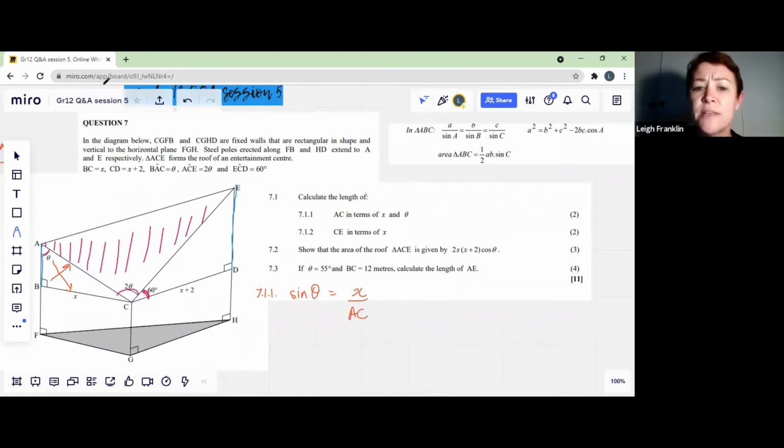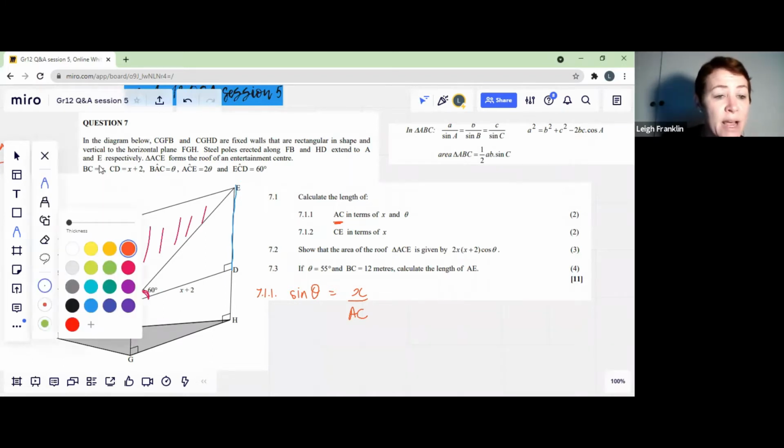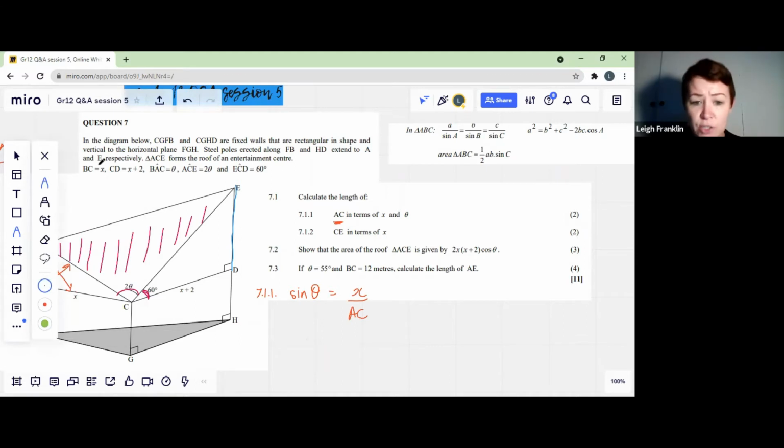But because they told us that they want us to calculate the length of AC in terms of x, they are now asking us to rearrange this formula and make AC the subject. So I now have to swap places with my sine theta and my AC, which if you understand ratio will hopefully make sense to you. So therefore, AC will be equal to x over sine theta. Does that make sense, or is there something that you want me to explain?